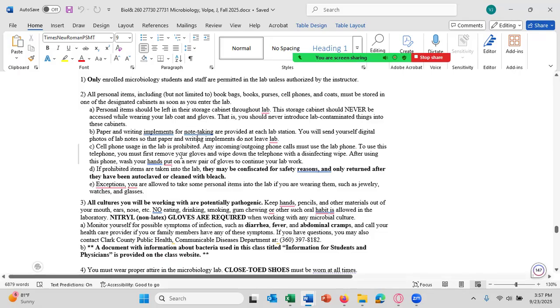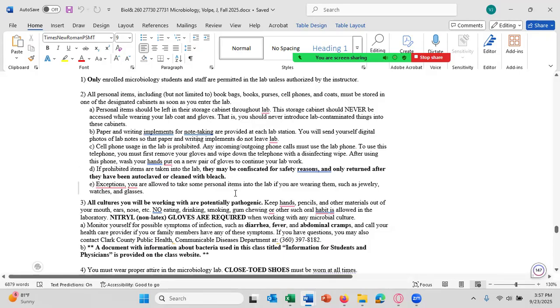If you take your cell phone into the lab, it will be confiscated. You don't get it back until it's been put into disinfectant for 15 minutes or the autoclave for 15 minutes. That will destroy your cell phone. And that'll be true of any prohibited item.